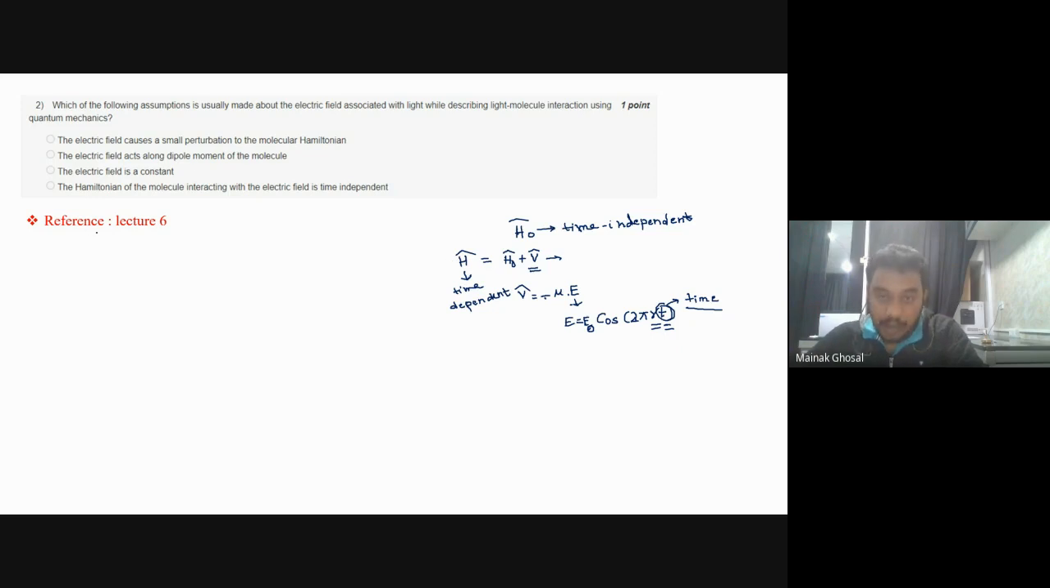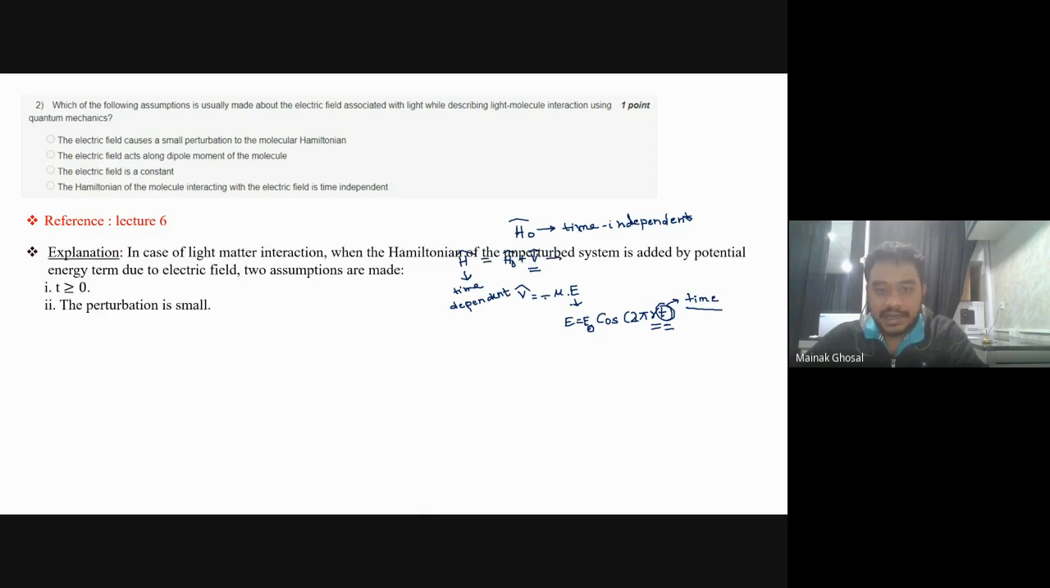Now, whenever Professor Hajra explained this, he said that in case of light-matter interaction, when the Hamiltonian of the unperturbed system is added by a potential energy term due to the electric field, he made two assumptions. At t equal to zero, there will be H0. But when t is greater than zero, there will be a term added to this H0, which gives the new Hamiltonian H. So the assumptions were that t is greater than zero, and that the perturbation is small. The electric field causes a very small perturbation to the system. Then he calculated the transition dipole moment, etc.